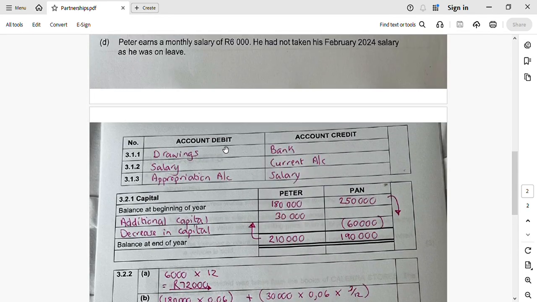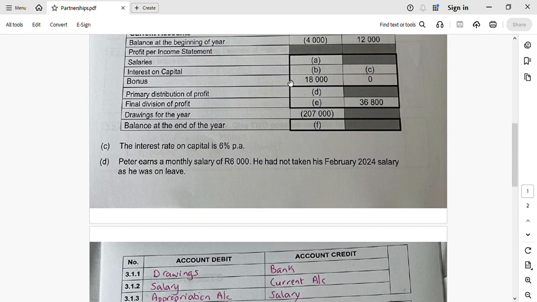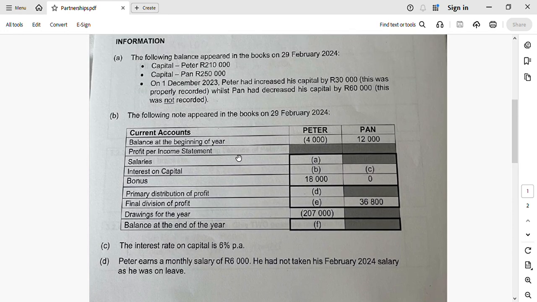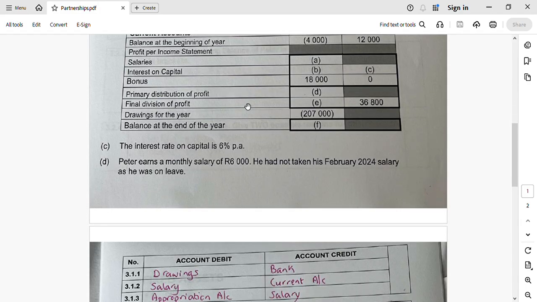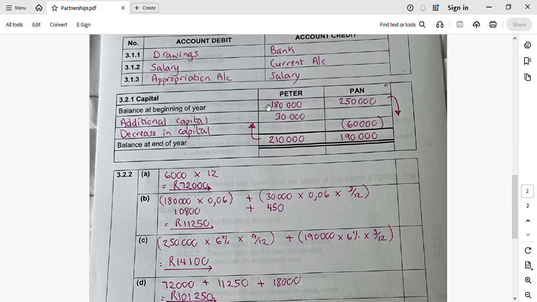Okay, then B is your interest on capital for B and for C. So what you're going to need to do there, the rate is 6%, and remember the date of the change there was on the 1st of December. So if you have a look at Peter to start with, Peter had 180,000 at the beginning of the year, times by 6%, and he had that for the whole year.